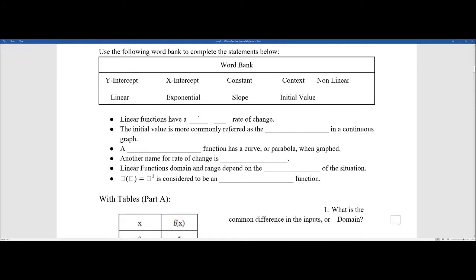Linear functions have a constant rate of change. They have to be constant, right? They're not going to be a curve. Now the initial value is more commonly referred to as the y-intercept in a continuous graph. So if you had a graph, your initial value is usually where you start off, right here. We used to say b's and trees, right? This is actually what we know as your y-intercept.